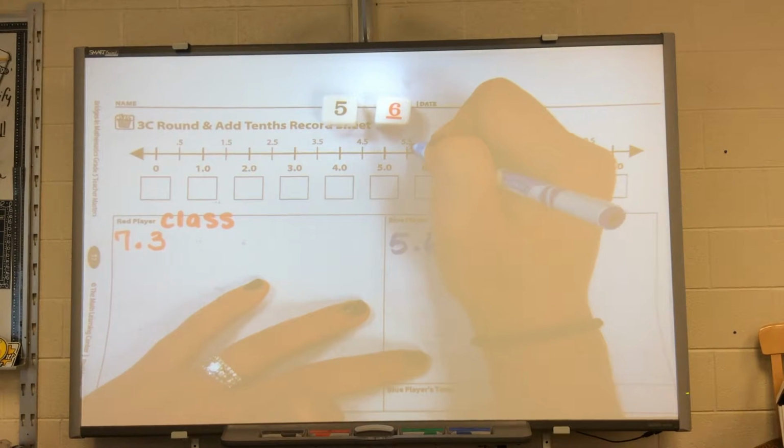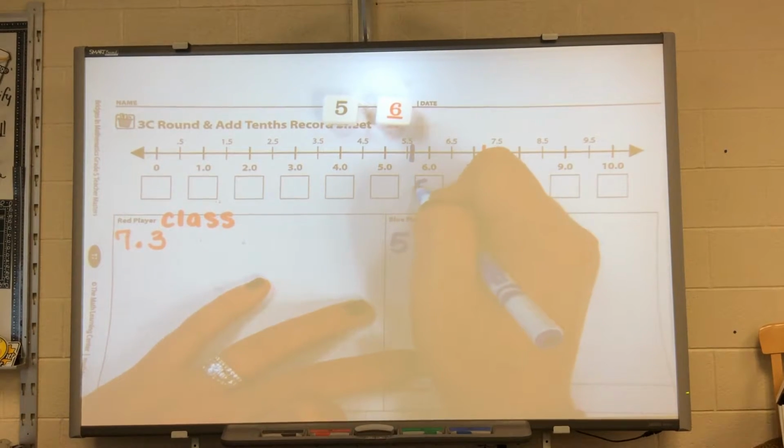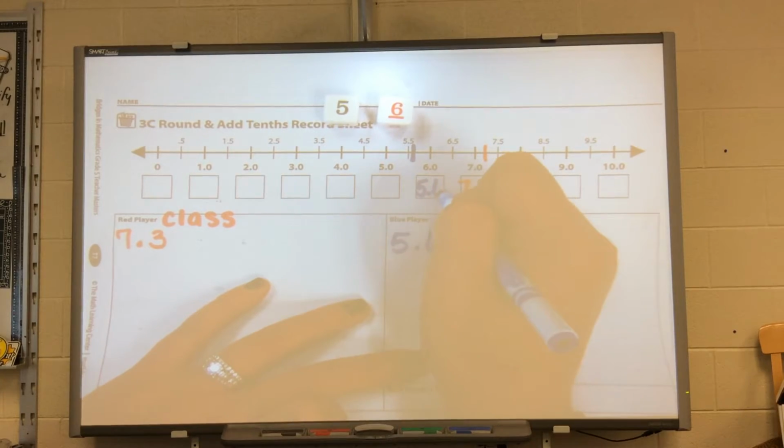And 5 and 6 tenths is about right here. So it's greater than. And so it rounds to 6.